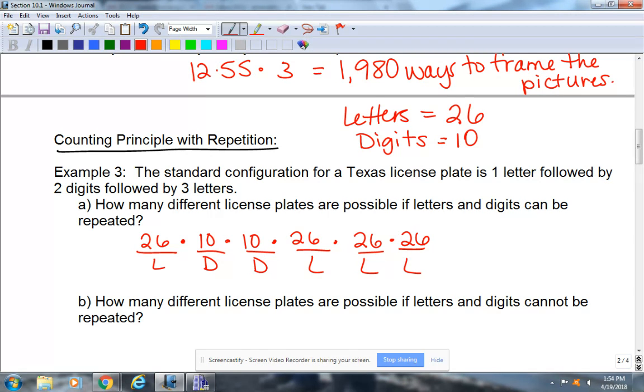45,697,600 possible license plates. And I don't think Tennessee's really is that. I mean, we have 6 digits or 6 characters, but I don't know if they're in the same configuration as far as digits and numbers.